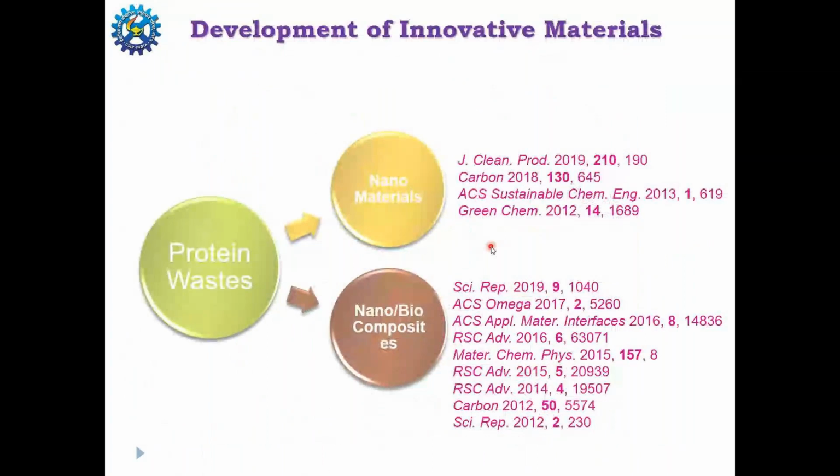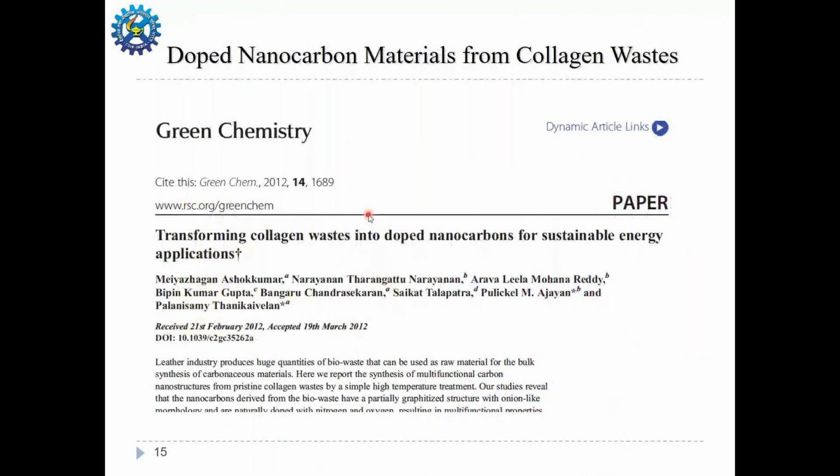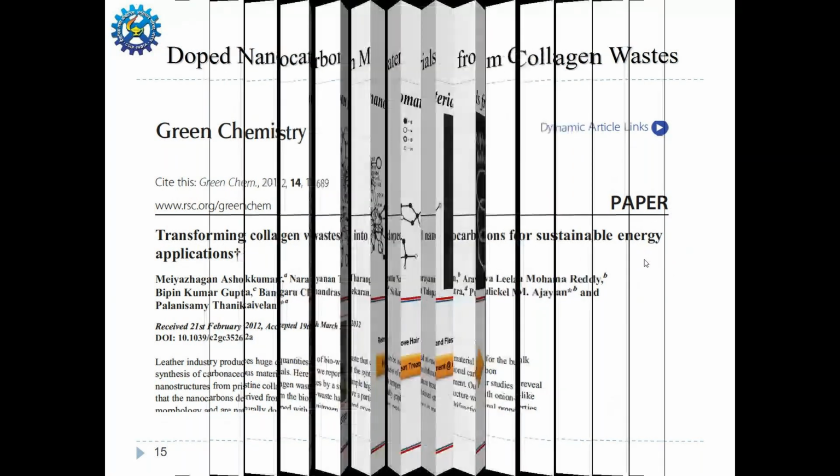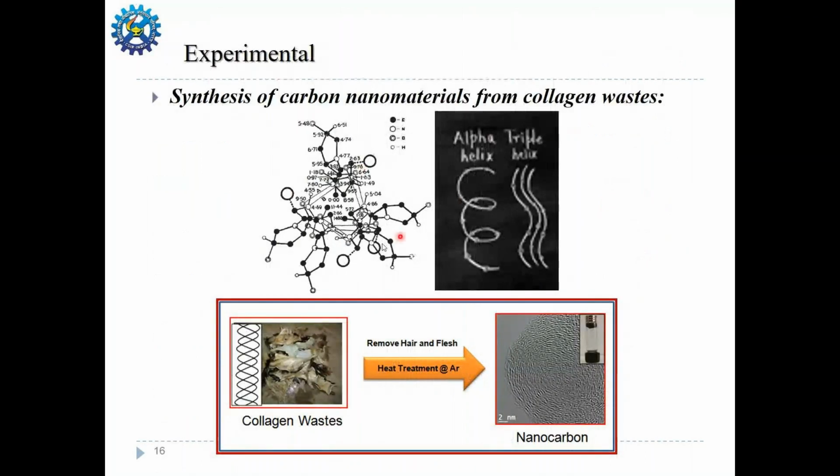I will be highlighting only the generation of nanomaterials and composites from protein waste. I will not go into the details of biomaterials at this point of time. This is an example where I would like to show that we transform the pristine collagen waste without any chromium into doped nanocarbons for energy applications. We take this protein collagen waste, like the trimmings, remove the hair and flesh, and subject it to high temperature in an argon atmosphere, which converts it into a nanocarbon material.